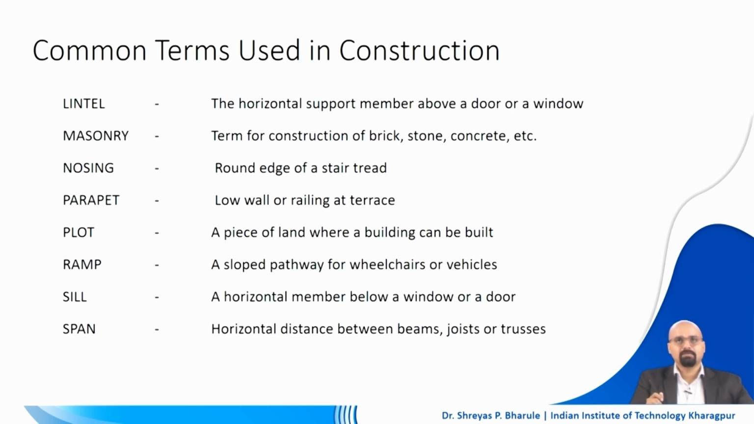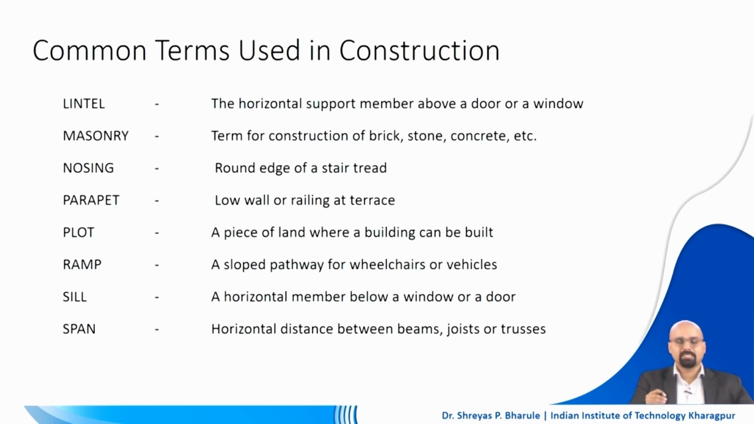So these are understood. I'm sure you have seen this in building construction as well. So lintel is typically a horizontal member on top of a window. We have the masonry, the type of material we will be using for making our walls and constructing our walls. So it will be either brick, stone or concrete or other materials which you want to use. So that will fall under masonry.